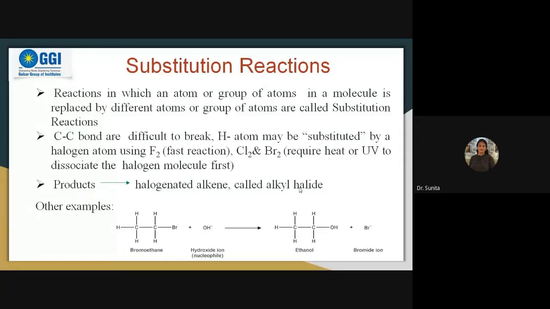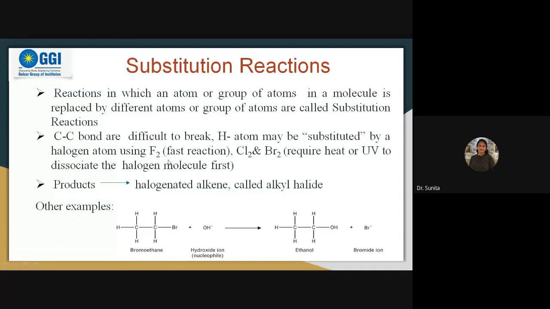Means when one atom or a group of atoms, suppose over here, there is a group of atoms, if this atom or group of atoms is replaced by another atom or group of atoms, that is simply called a substitution reaction. Okay. So as we know, because in the single bond, the C-C bond is difficult to break, a hydrogen atom or another atom may be substituted by a halogen atom, first of all. So it can be converted into alkyl halide, right?